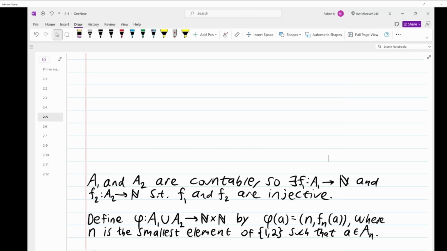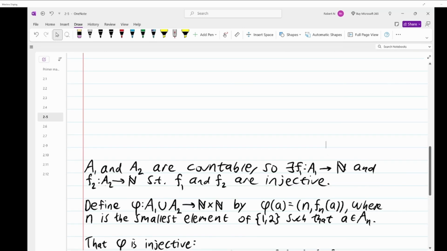So if A is in A2, then N is 2. If A is in A1, then N is 1. If A is in A1 and A2, then N is 1. Okay. We're going to show that phi is injective.